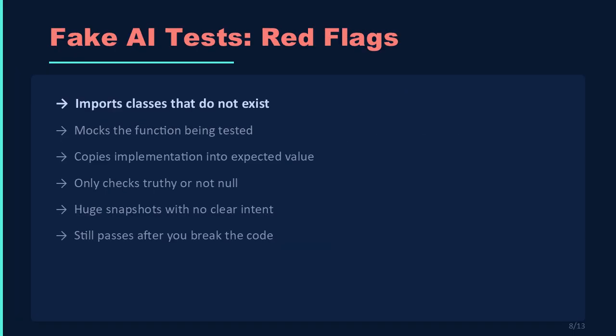Hallucinated tests are not always syntax errors. Some tests run perfectly and still prove nothing. Watch for tests that mock the function under test, copy implementation logic into the expected value, or only assert not null. A brutal check is to temporarily break the implementation. If the test still passes, it is not protecting you.